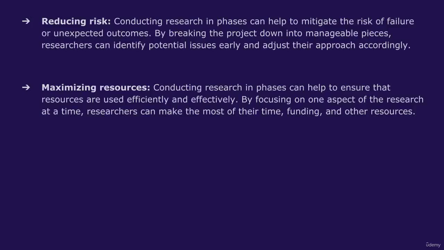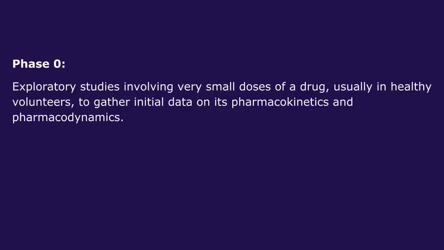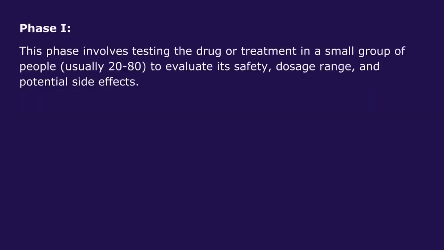Maximizing resources. Conducting research in phases can help to ensure that resources are used efficiently and effectively. By focusing on one aspect of the research at a time, researchers can make the most of their time, funding, and other resources. Phase 0. Exploratory studies involving very small doses of a drug, usually in healthy volunteers, to gather initial data on its pharmacokinetics and pharmacodynamics.